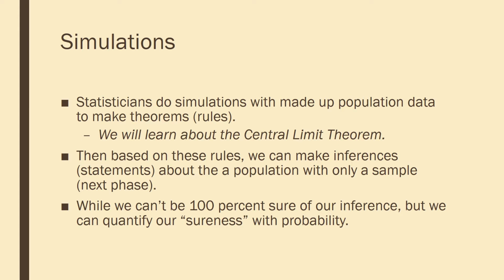So to understand the central limit theorem, we need to understand what a simulation is. A simulation is where statisticians make up population data to make these theorems, these rules. Normally we don't have all the population data, right? That's really rare, unless our population's really small, like your family, but that's never the case. Usually you want to know about people in general, and we'd need to survey everyone in the world. And you can never do that, right?